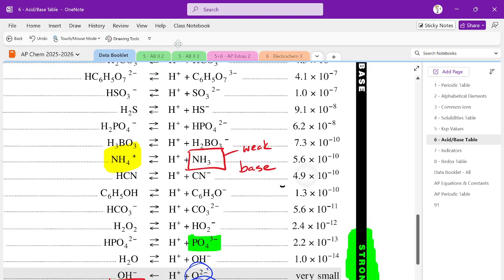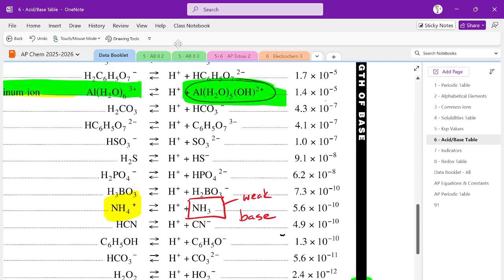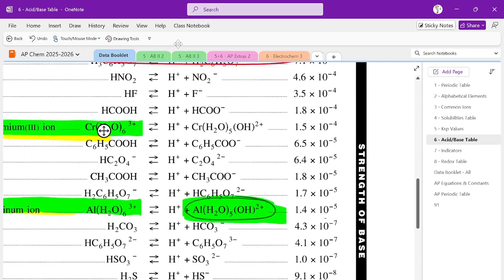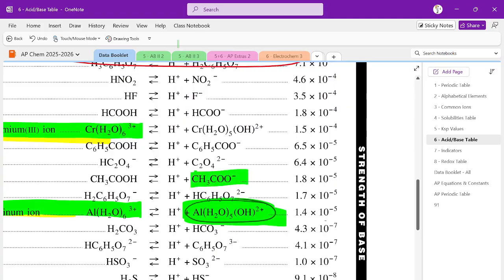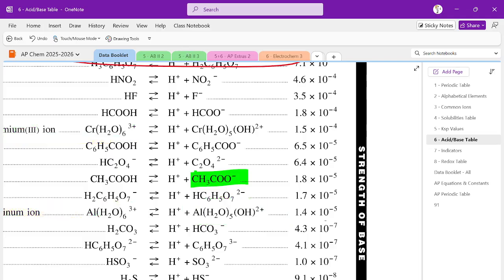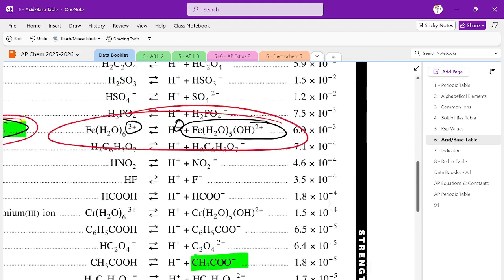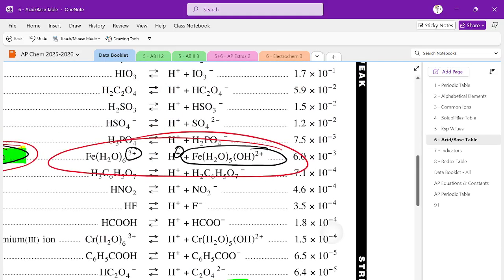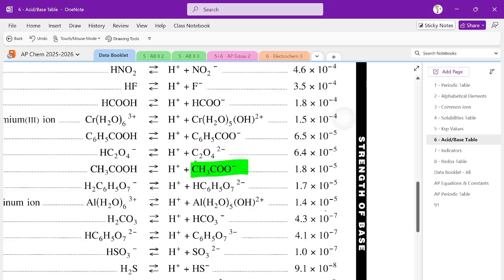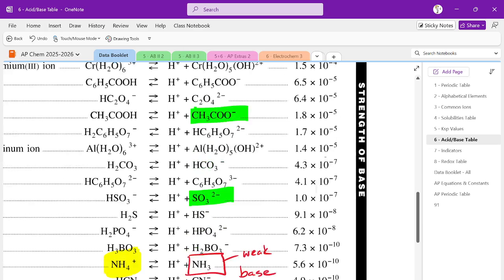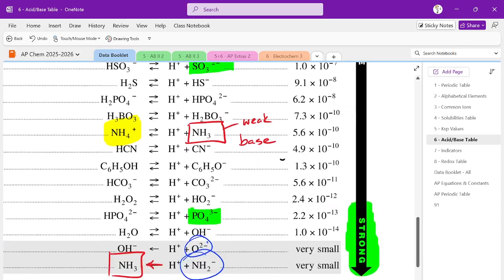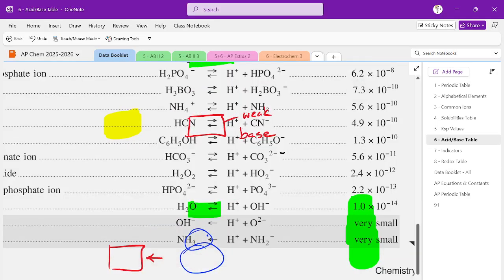But if you did want to look at the other ones, acetate is here, and SO3 is here. Okay, so out of those three, PO4 3- is the strongest base, so it has the highest pH.